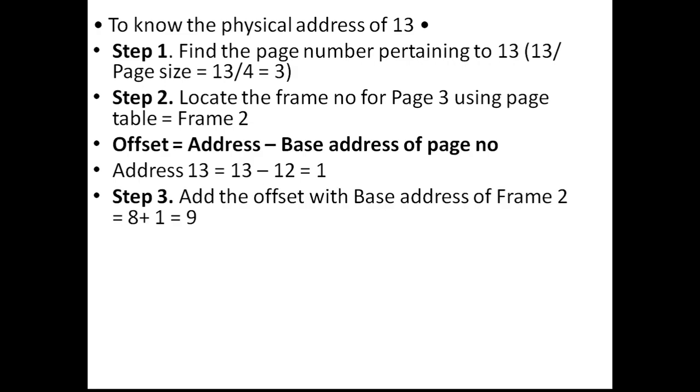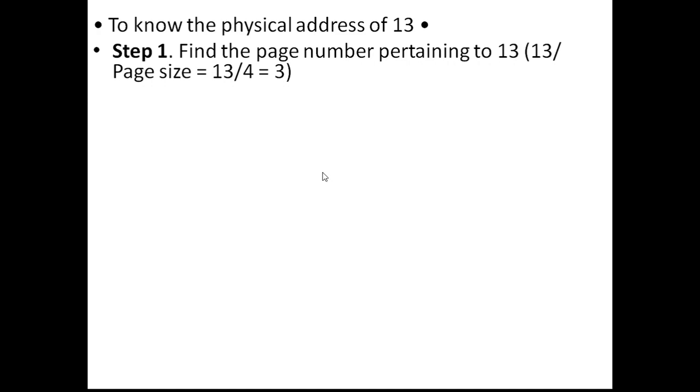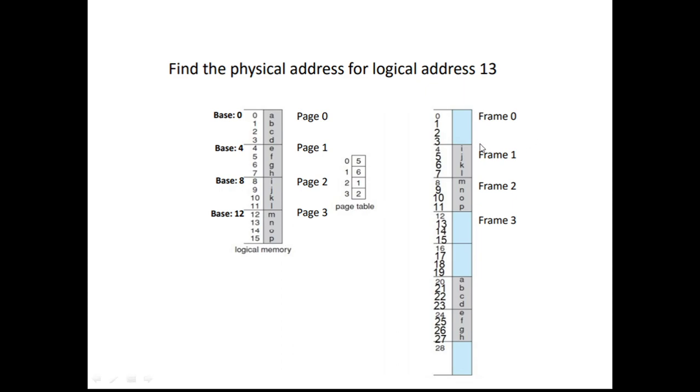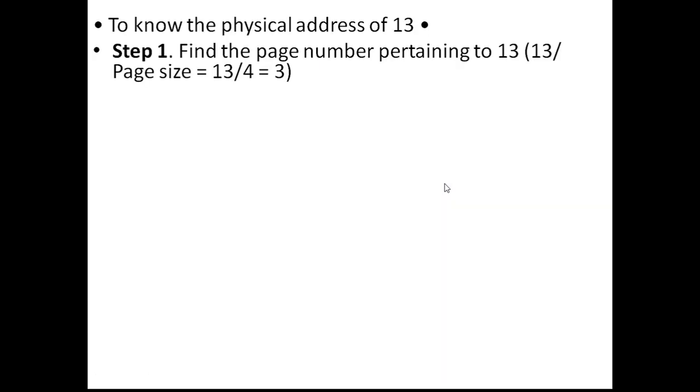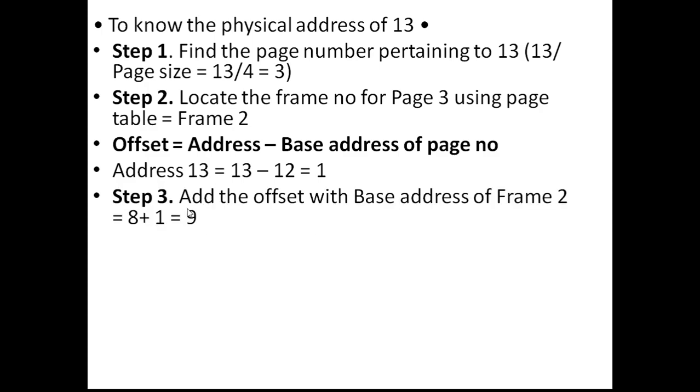Now we have almost got it: add the offset to the base address of frame 2. Frame 2 is the frame which contains page 3, and now we know the offset. We just have to add the base address of frame 2 to the offset. What is the base address of frame 2? Refer to the frame table: frame 2 starts at address 8, that is the base address. So you have to add 8 plus 1, which is the final answer. So the physical address equivalent to 13 is 9.